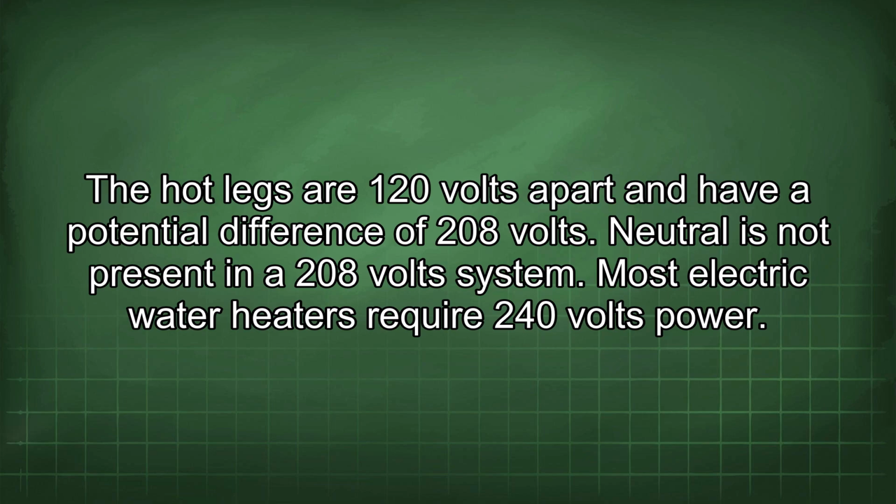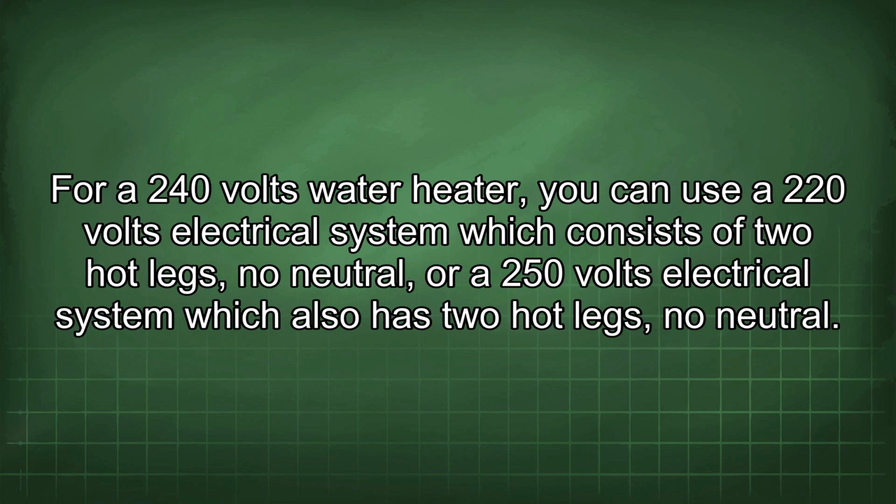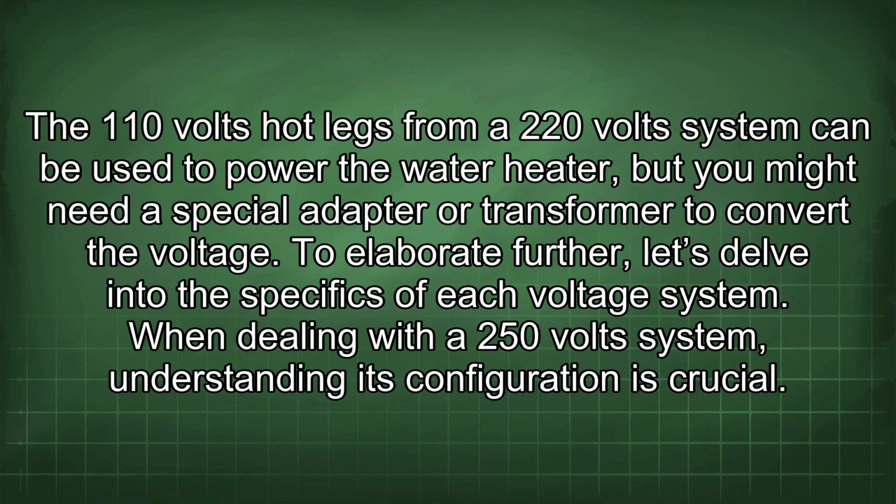Most electric water heaters require 240 volts power. For a 240 volts water heater, you can use a 220 volts electrical system which consists of 2 hot legs, no neutral, or a 250 volts electrical system which also has 2 hot legs, no neutral. The 110 volts hot legs from a 220 volt system can be used to power the water heater, but you might need a special adapter or transformer to convert the voltage.